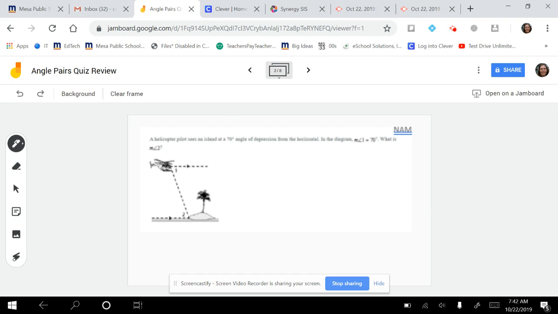Okay, so this one, a pilot sees the island at a 70-degree angle of depression. So that everybody remembers, depression means that he's looking down from the horizontal. So if this is 70, that means that they're alternate interior angles. They're on opposite sides of this transversal. So that means that they're congruent. So the measure of angle 1 is congruent to the measure of angle 2, so the measure of angle 2 is equal to 70 degrees.